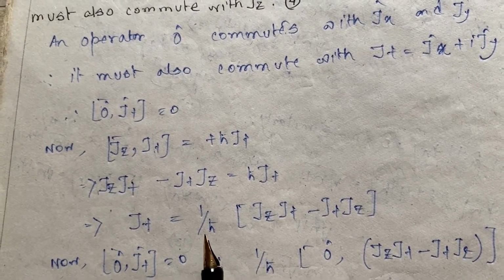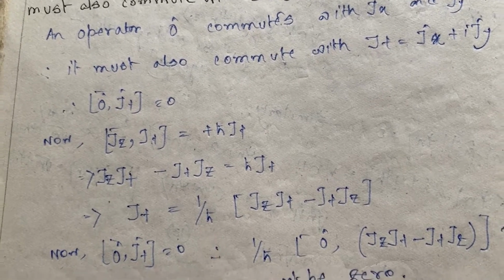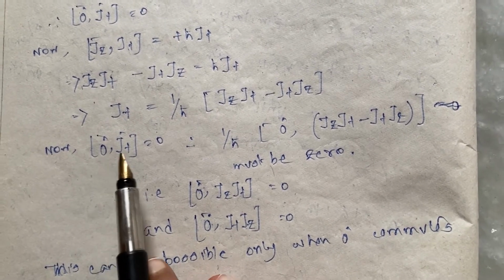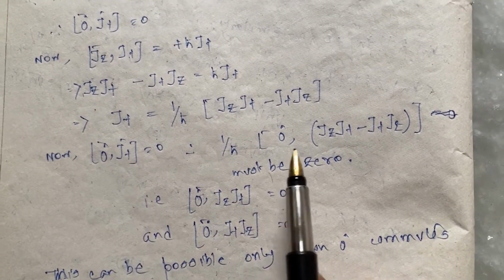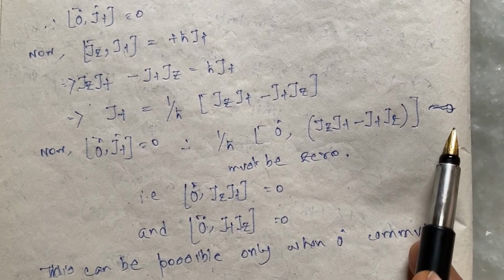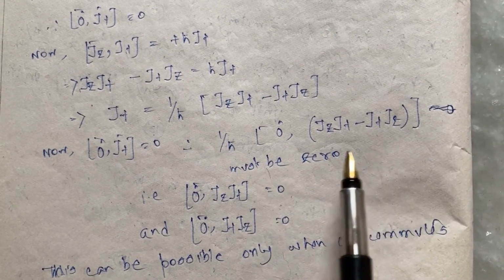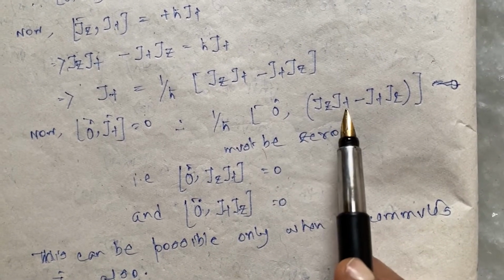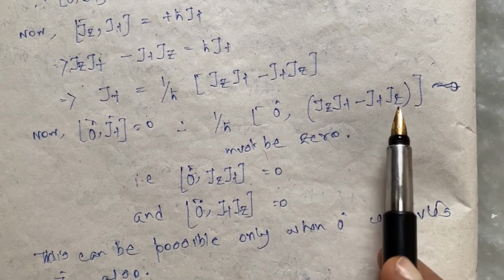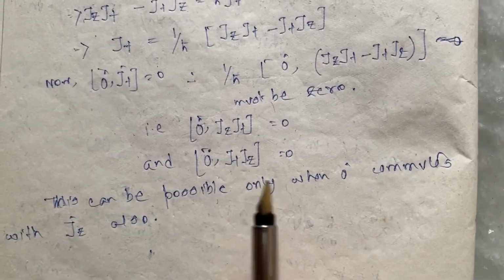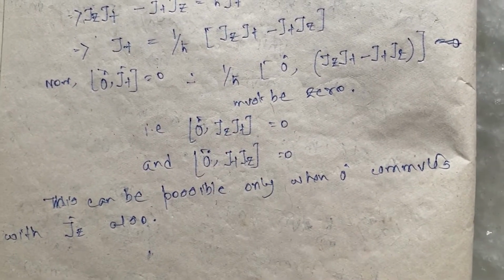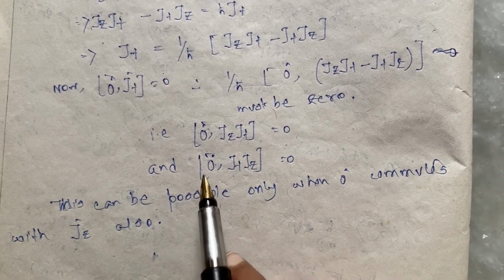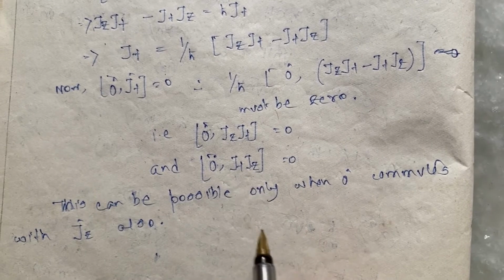ħ is a constant. And as we have this condition that this operator O must commute with J plus, we can write that this must be equal to 0. This means that this operator must commute with this term. It also commutes with this term. And these commutation relations are possible if and only if this O operator commutes with Jz.